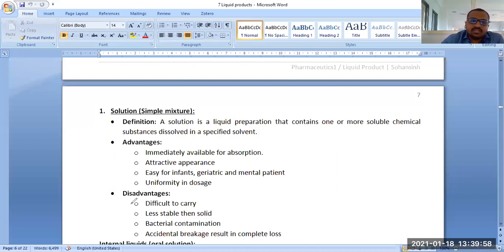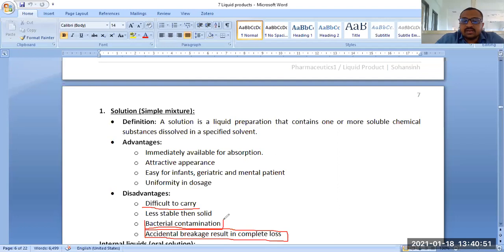Okay, next are the disadvantages related to the solution or simple mixture: difficult to carry. Look here. In a solution or any monophasic liquid preparation, some advantages and disadvantages are common. Liquid preparations are difficult to carry and difficult to store. If they accidentally break, you completely lose your preparation. Sometimes a single injection has a very high cost, 10,000, 15,000. If there is accidental breakage, there is a loss of 15,000. So that is included as a disadvantage. Accidental breakage results in a complete loss of your pharmaceutical formulation.